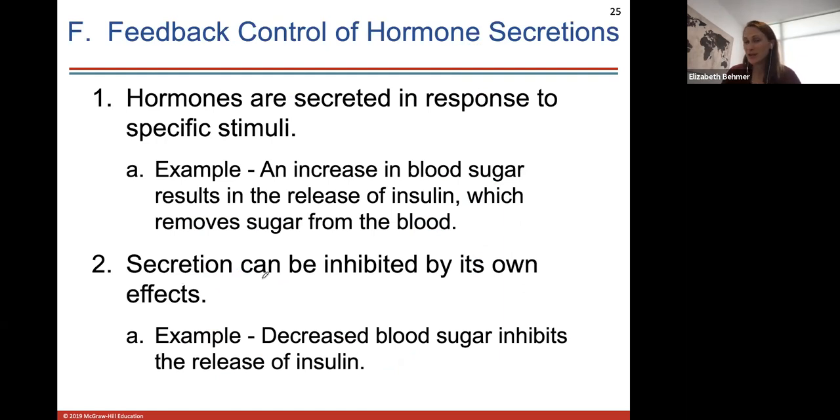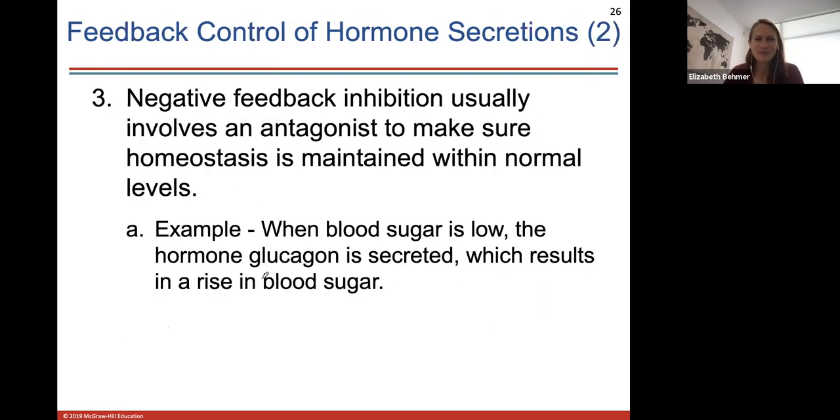Hormones are always secreted in response to specific stimuli. So an increase in blood sugar will result in insulin secretion to try to remove sugar from the blood. And secretion can be inhibited by its own effects, where a decreased blood sugar will inhibit the release of insulin because you don't need any more insulin to decrease the blood sugar at that point. And we'll talk a lot about your endocrine system when we get to that chapter.